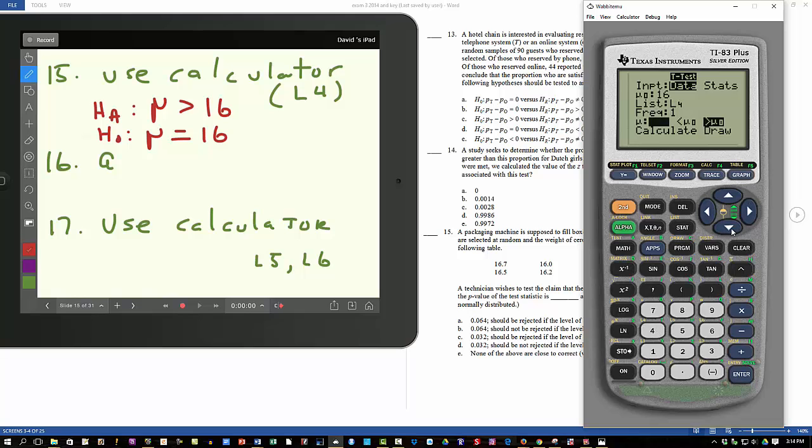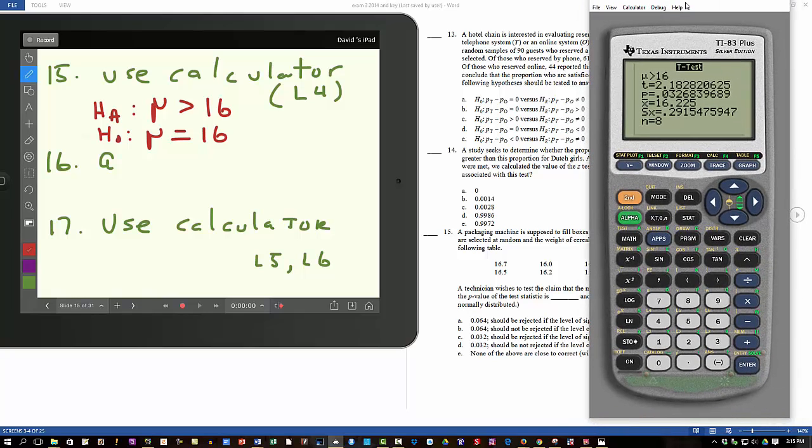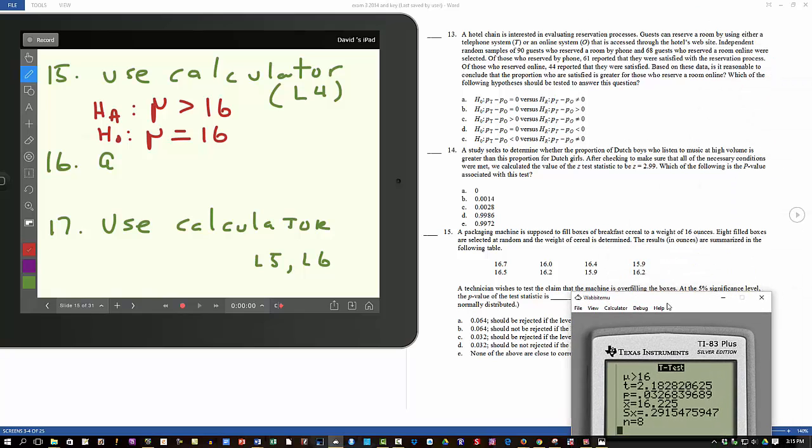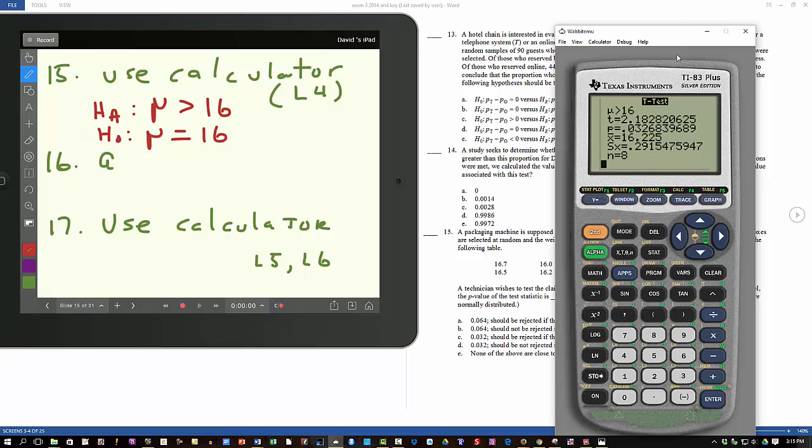Don't change the frequency thing. Our HA was greater than, and calculate. And our p-value is 0.0326. It looks like we have a little bit of a rounding issue there, but we'll go with 0.033. Now let me come back here and say, okay, we're using the 5% level of significance. So we have a p-value of 0.033, and we will reject HO because that is lower than 0.05. So the answer should be C on number 15.